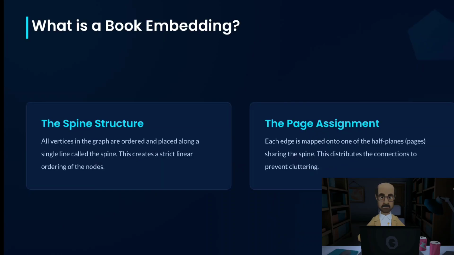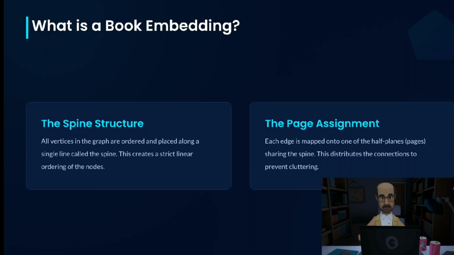So, what is a book embedding? To break it down simply, this embedding process consists of two primary components: the spine structure and the page assignment. First, let's look at the spine structure. In this step, all vertices in the graph are ordered and placed along a single line called the spine. This creates a strict linear ordering of the nodes, meaning every single point is lined up perfectly like passengers in a queue. Second, we have the page assignment.